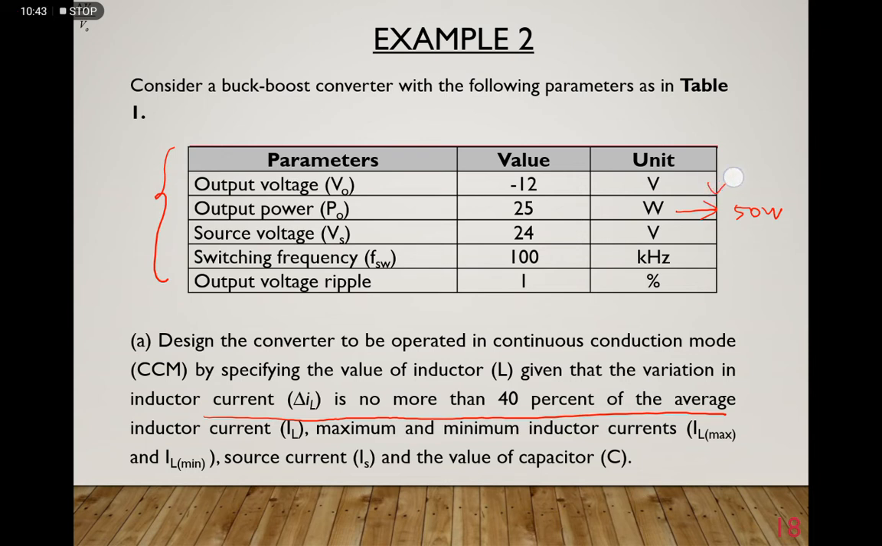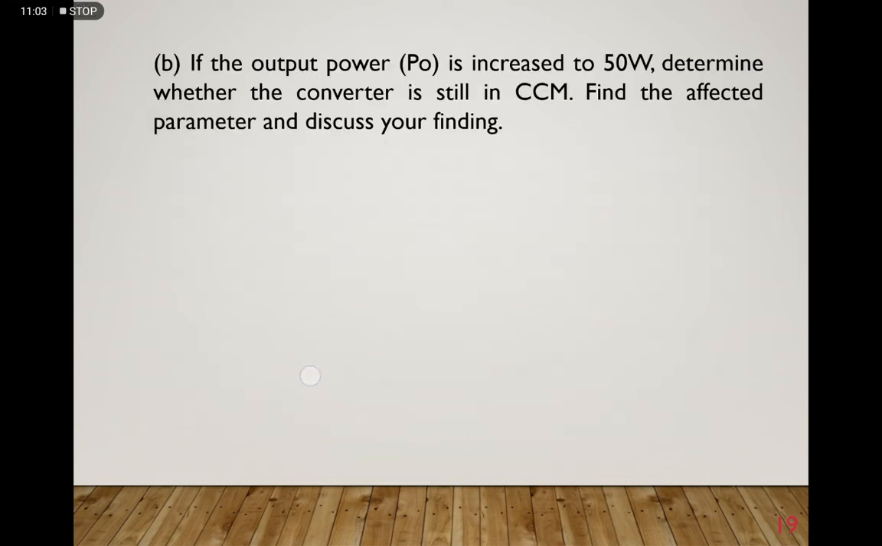So the output voltage will maintain minus 12 volt, the source will maintain 24 volt, the switching frequency will be the same, and the output voltage ripple will be the same in part B. Only the output power is changed from 25 watt to 50 watt. So let us try this exercise. First thing first, you need to find the duty cycle, obviously.